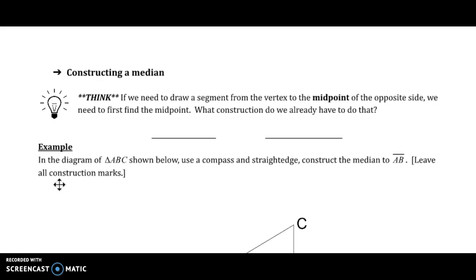If we need to draw a segment from the vertex to the midpoint of the opposite side, vertex, midpoint of the opposite side, we first need to find the midpoint. What construction do we already have to do that? Well, we already know and have the perpendicular bisector, because we know that bisector passes through the midpoint.